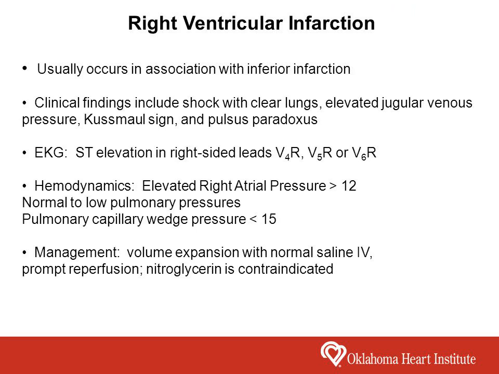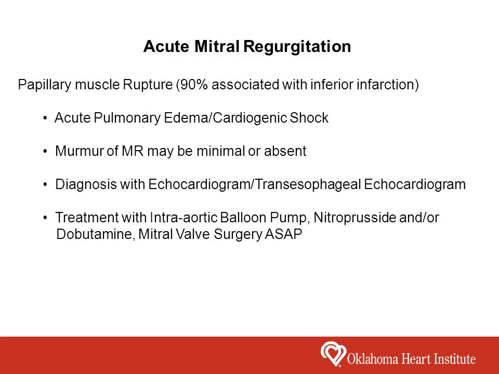Management: volume expansion with normal saline, prompt reperfusion. Nitroglycerin is contraindicated. Acute mitral regurgitation: papillary muscle rupture, 90% associated with inferior infarction. Acute pulmonary edema or cardiogenic shock. Murmur of MR may be minimal or absent. Diagnosis with echocardiogram or transesophageal echocardiogram. Treatment with intra-aortic balloon pump, nitroprusside and or dobutamine, mitral valve surgery ASAP.